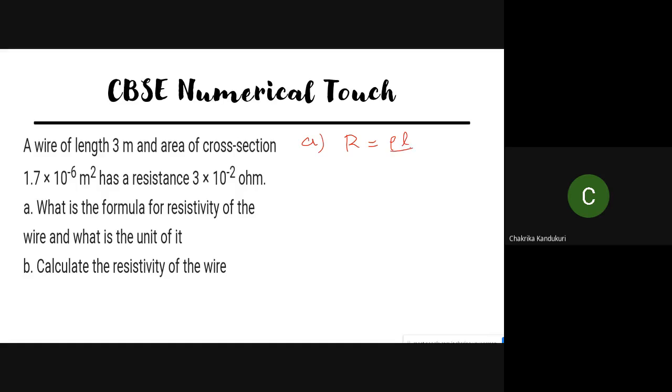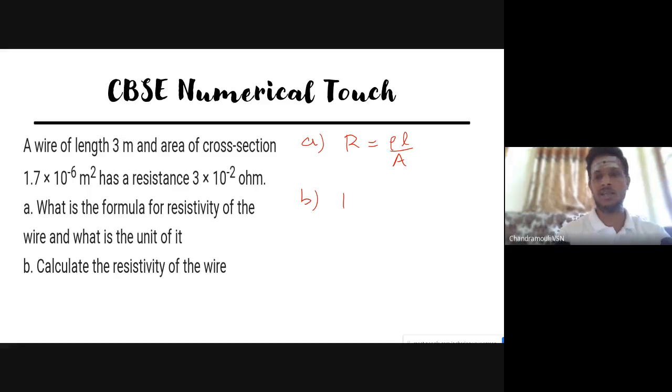R is equal to rho L by A, so R A is equal to rho L. Rho is equal to R A by L. That is the resistivity.